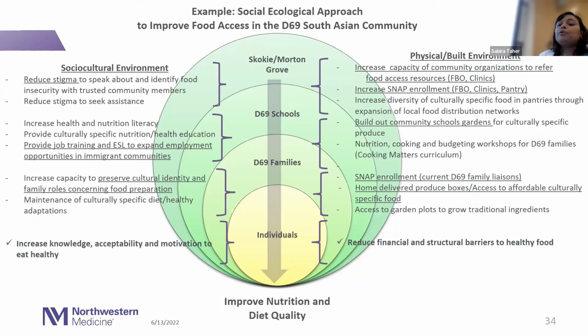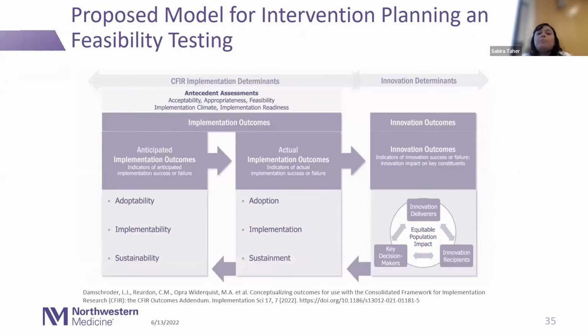And home-delivered produce boxes and access to affordable culturally specific food were identified. And essentially at the individual level, we're reducing the financial and structural barriers to healthy food. And this is just a proposed model for intervention planning and feasibility testing. It's similar to what you've already seen at the beginning of this presentation, where CFIR and RE-AIM are integrated. And we're not only evaluating, we're using this to determine an assessment of antecedents that will affect implementation and then test that implementation process.